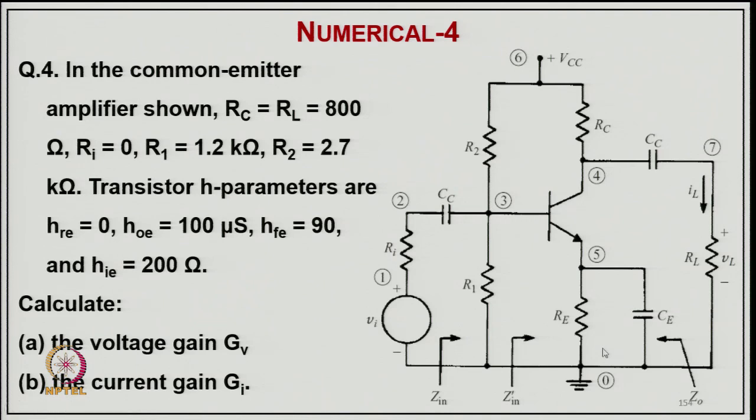So, coming to example 4, the common emitter which is normally used as an amplifier, so R_C equal to R_L equal to typically 800 ohm, R_s equal to 0, and R_1 equal to typically 1.2 kilo ohm, R_2 equal to 2.7 kilo ohm, and h_o equal to 100 microsiemens, and h_f equal to 90, and h_i equal to 200. Calculate the voltage gain and the current gain.